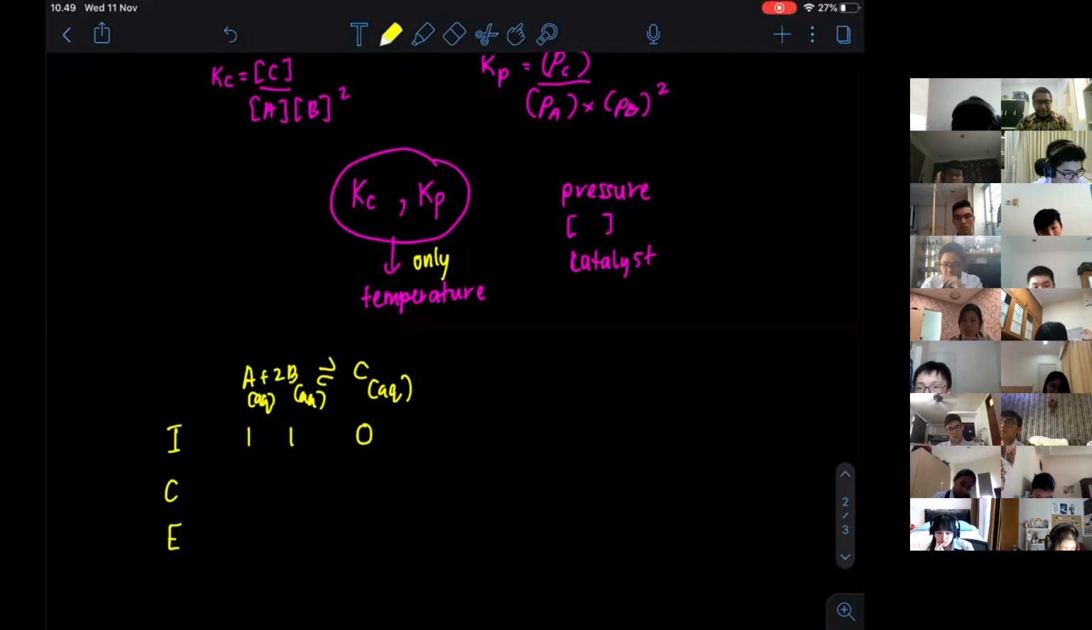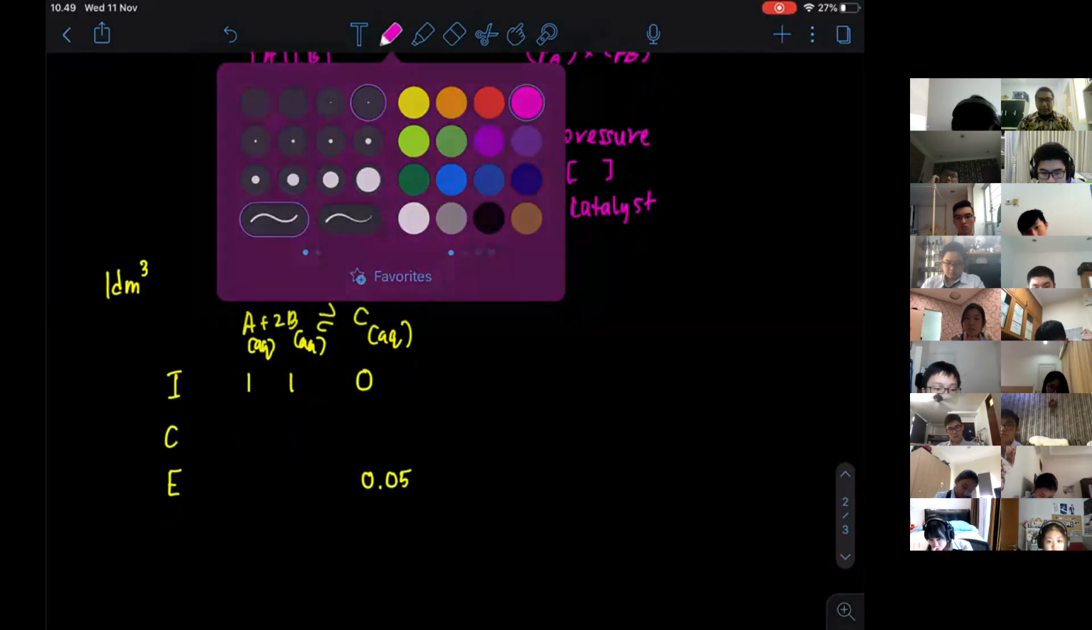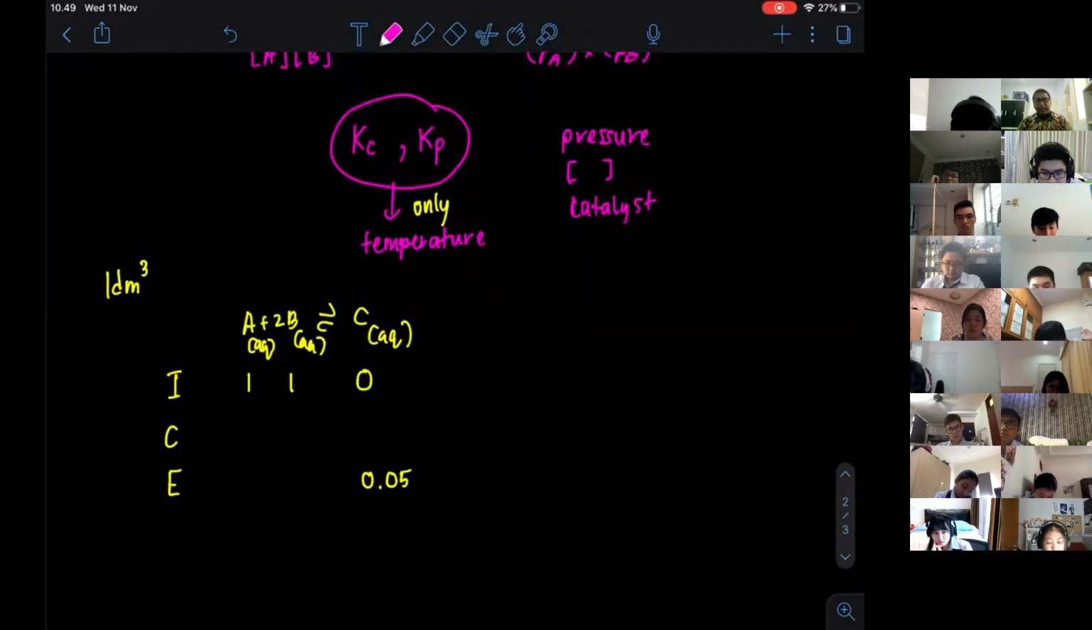And let's say in the question itself, they say you let it react, and at equilibrium you find out that C is 0.05 moles, and all this in 1 dm cube, for example. So what we need to calculate, I'm using the pink ink over here, is how from 0 you got 0.05. So the change is going to be plus 0.05.